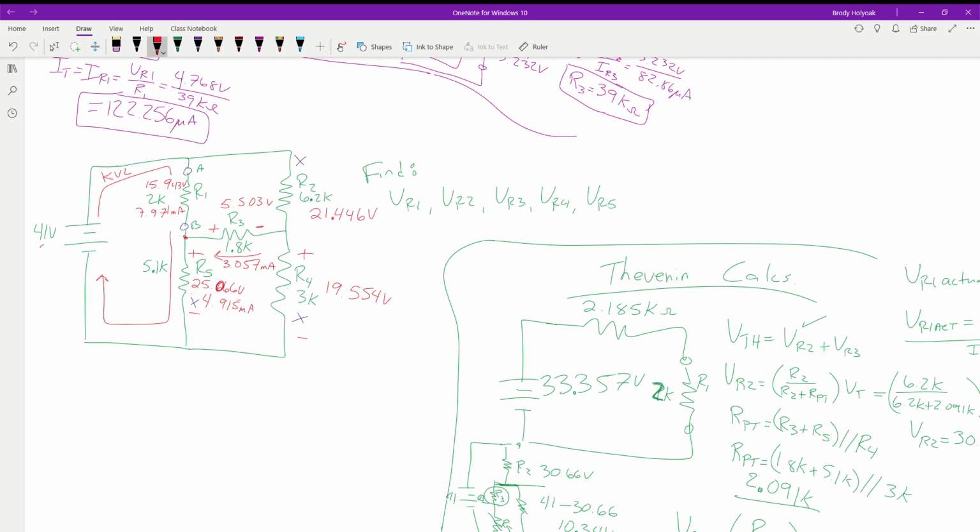Now, if we were to double check it, we could come around. We have a plus 21.446, a minus 5.503, and a plus 25.066. Gets us right back to our 41 volts. Okay. That's solving bridge circuits using Thevenin. There's a lot going on.